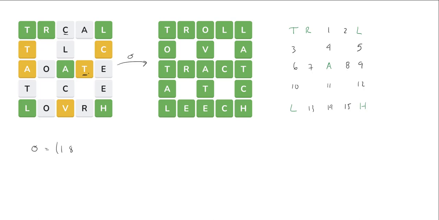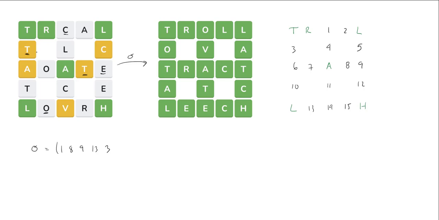Okay, so the 8 position here is a T. Where can that go? Let's see. Well, that could go to the end of tract. So that could go into the 9 position, which has an E in it. Let's see now. E can go into leech. All right, so that could go into the 13 position, which is an O. All right, where can O go? I need it in total, so I could put it over here in the 3 position, which has a T.